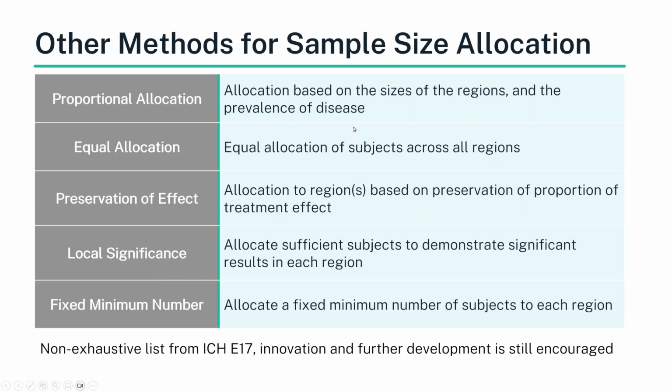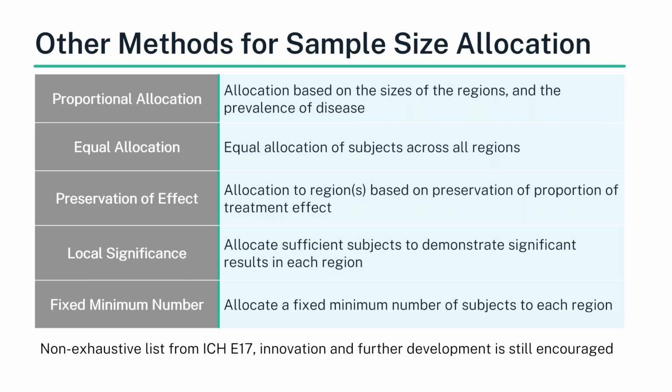Their recommendation in the ICH E17 guidelines is a balance of these first two strategies. And so that way you kind of blend the two of those to get the advantages of both. So the first thing is, like with proportional allocation, you allocate the patients depending on the size of the region and/or the prevalence of the condition.